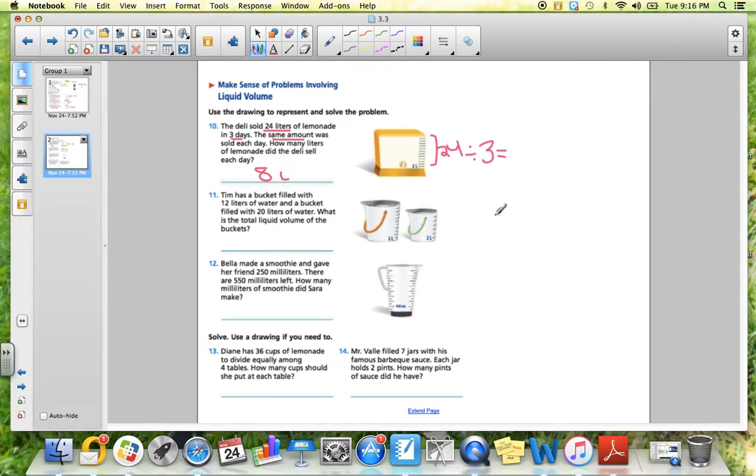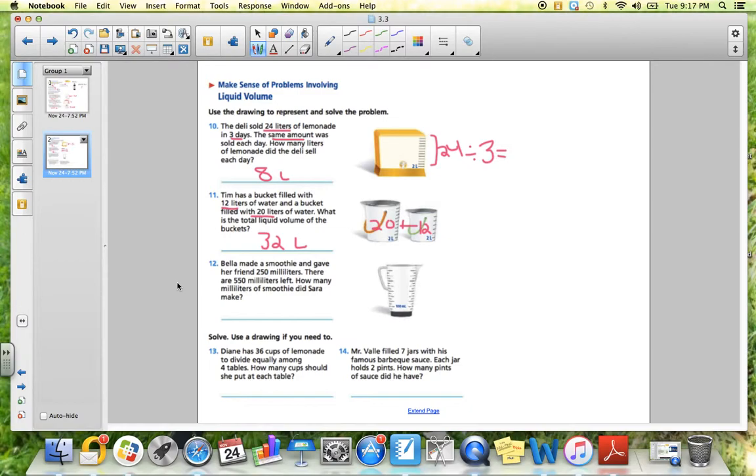Okay. Number 11. Tim has a bucket filled with 12 liters of water and a bucket filled with 20 liters of water. What is the total liquid volume of the buckets? So he has a bucket filled with 12 and a bucket filled with 20. So I'm going to guess this is the 20-liter bucket and this is the 12-liter bucket. And we need to know how much they are altogether. So let's just add them. And we will get 32 liters. Don't forget to label. Label, label, label.